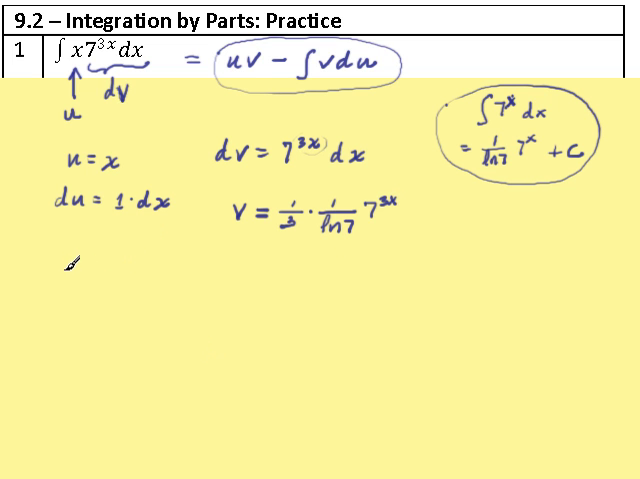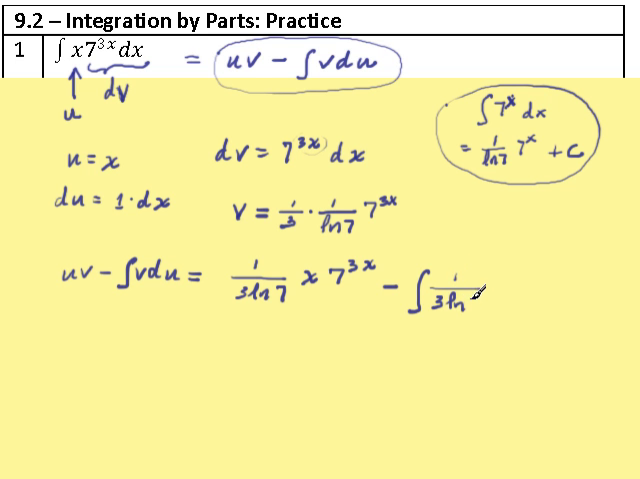And now we're going to form uv minus the integral of v du. Here's uv, this product. So that's 1 over 3 ln 7 times x times 7 to the 3x. Okay, now let's subtract the integral of v du. Here's v, and here's du. So that would be 1 over 3 ln 7 times 7 to the 3x dx.